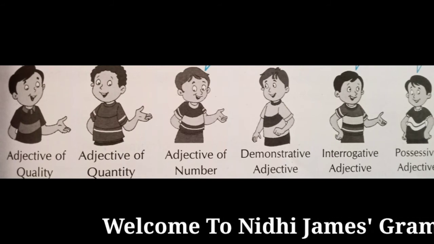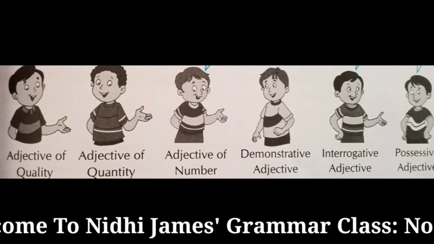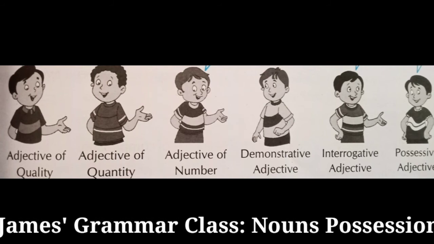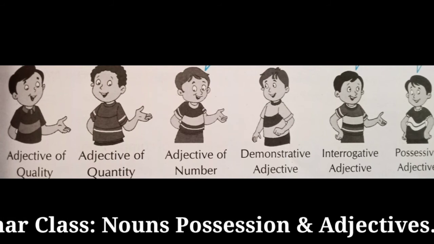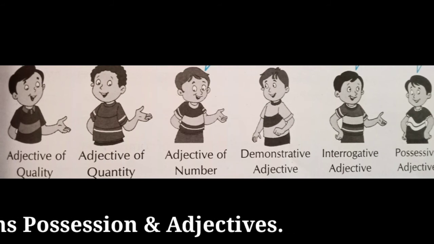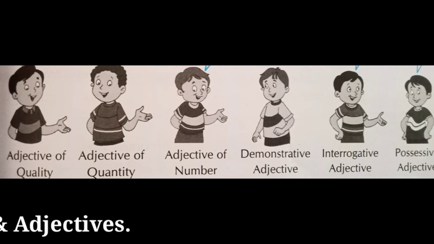Adjectives like second, fourth, fifth are also adjectives of number. They are called ordinal adjectives and show the order in which a person or thing stands. Some adjectives may be both adjective of quantity and adjective of number depending upon their use.